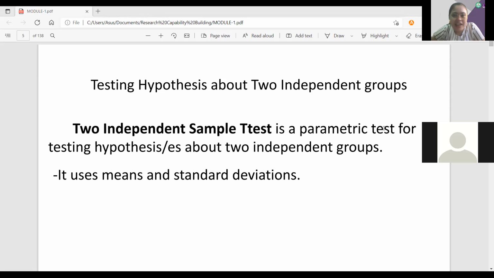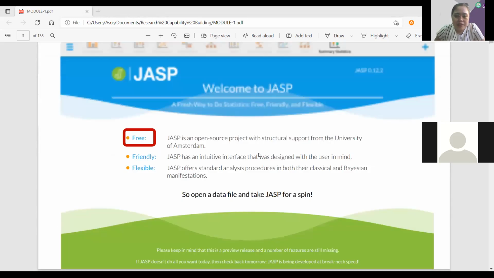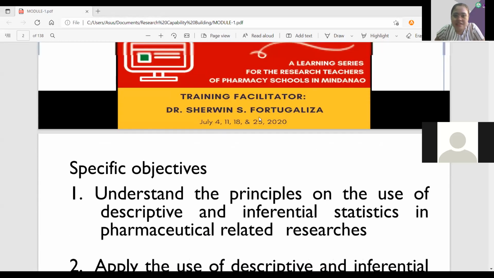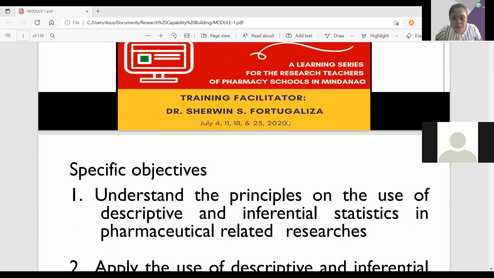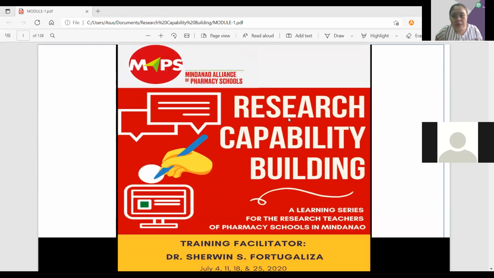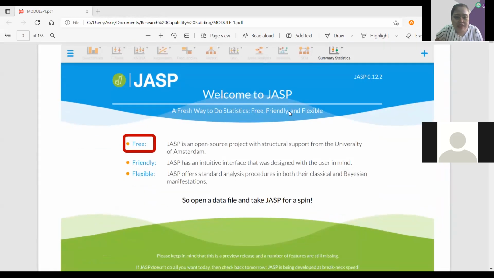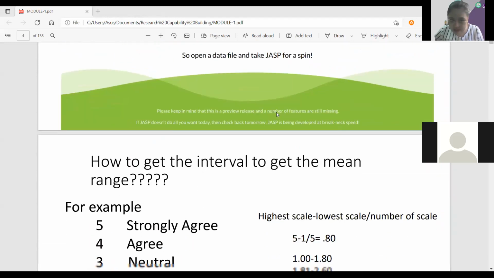Okay, so I'll be using this slide. This is not mine. This is from Dr. Sherwin Fortugalisa during our research capability building. We will be using JASP so that we will not have problems with intellectual property, since the SPSS requires a license, and that will be very expensive.